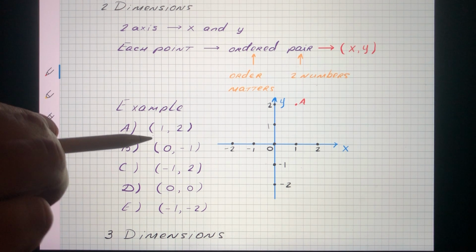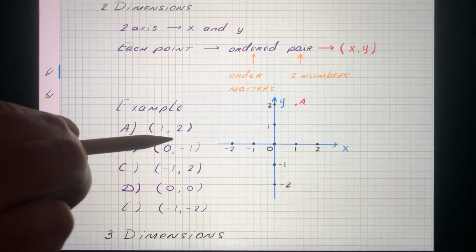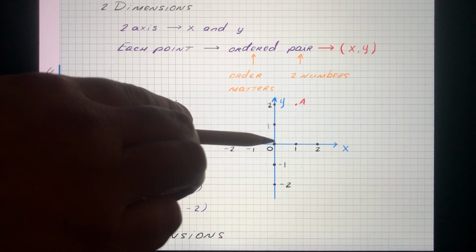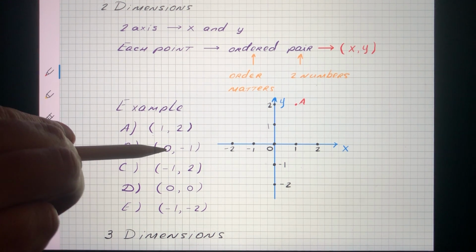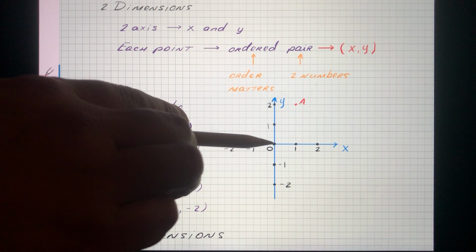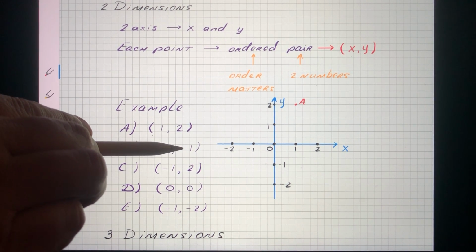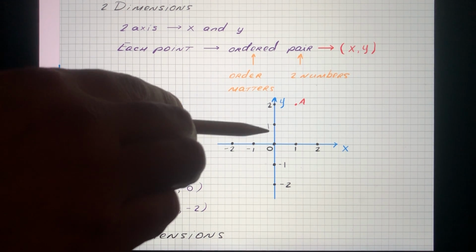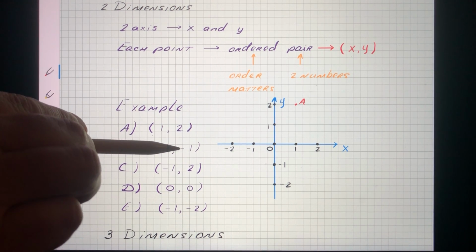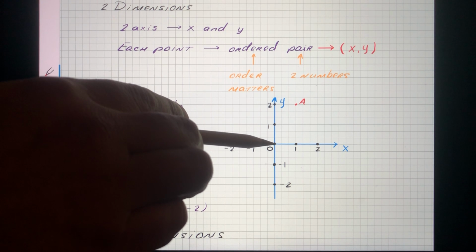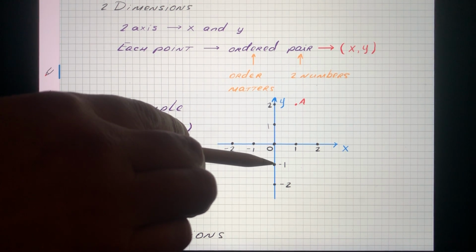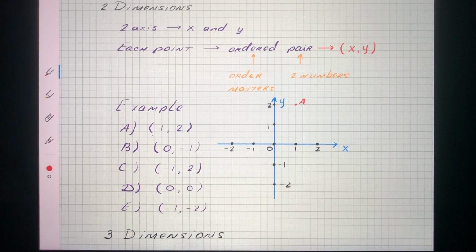The next example is 0, -1. So beginning at the crossroads, at the origin, we are not going forward or back because the forward or back number is 0, which means we're standing still. The second number tells us to go up or down. The positive numbers go up, the negative go down. We have -1, which means from that origin we take 1 step down, and that's our final location. So the point B is actually right here.